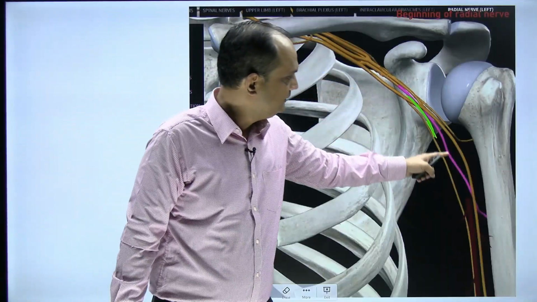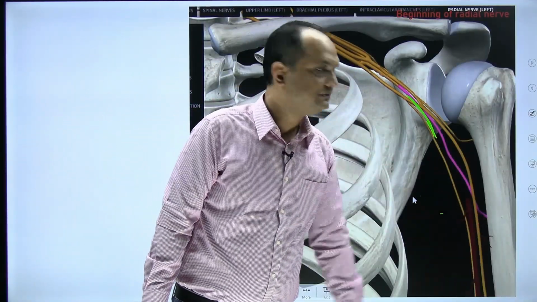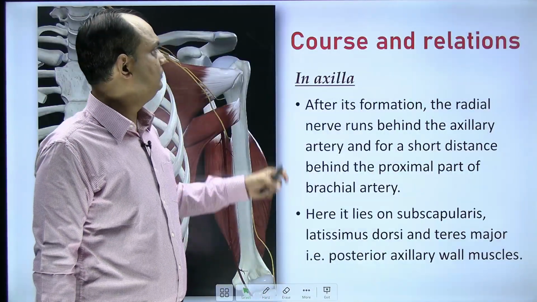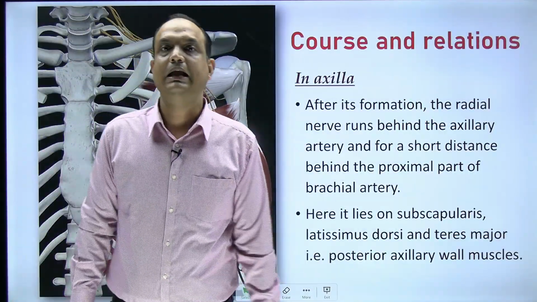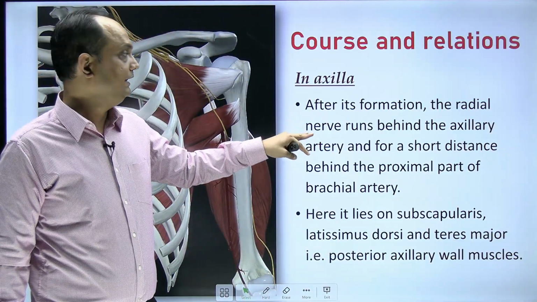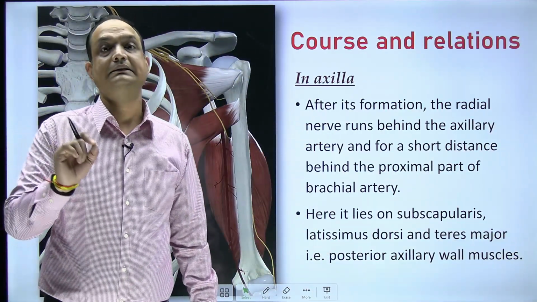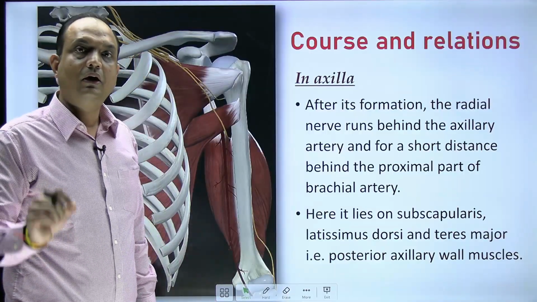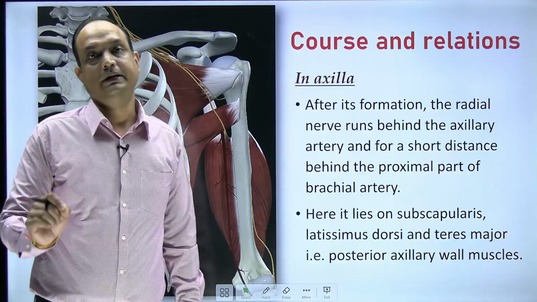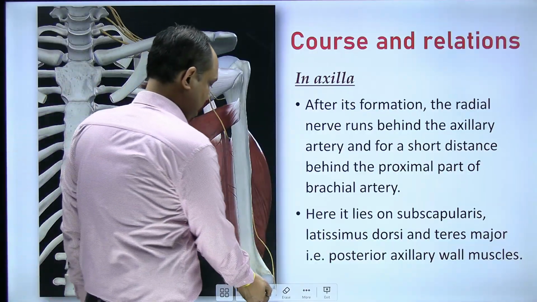So, this nerve is going downward and then it disappears behind the humerus. Clear? So, what is the course in axilla? After the formation, the radial nerve runs behind the axillary artery, and it also lies behind the proximal part of the brachial artery. So, that I already explained to you.